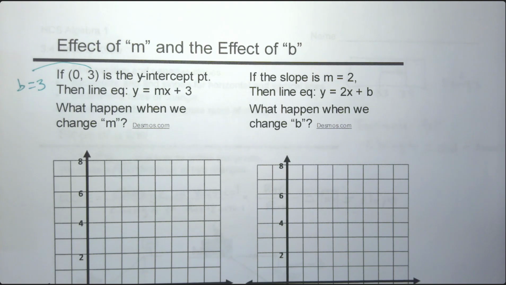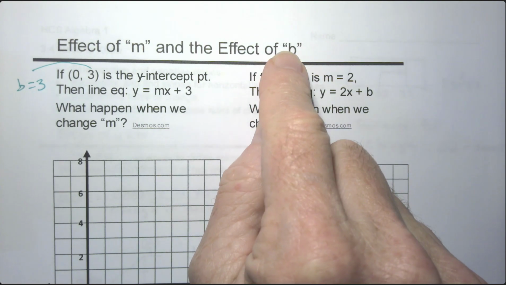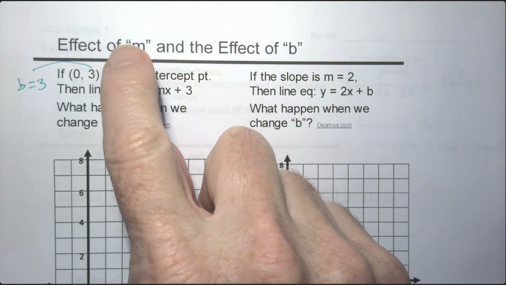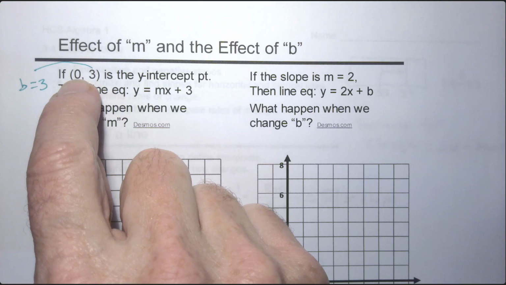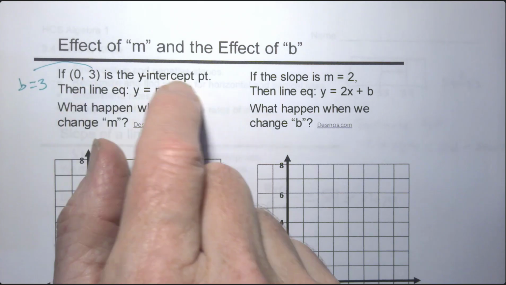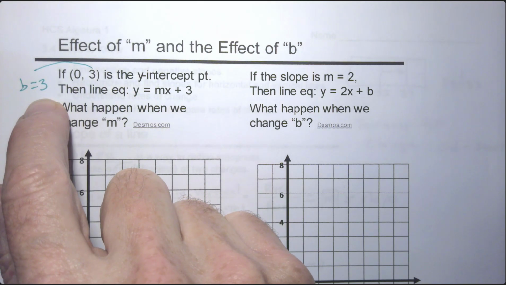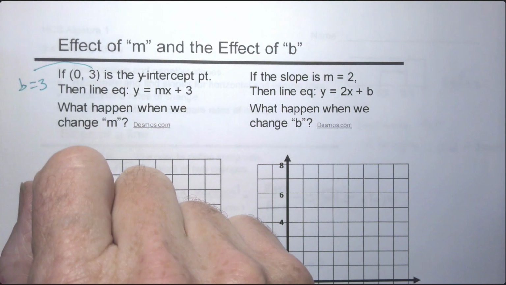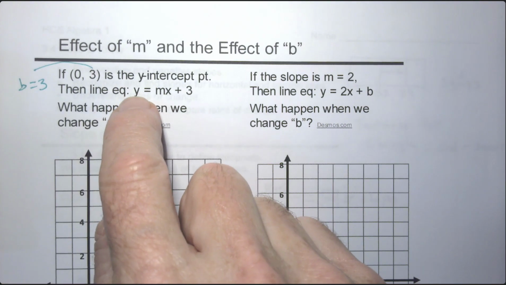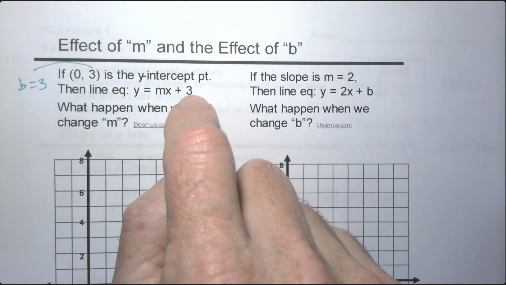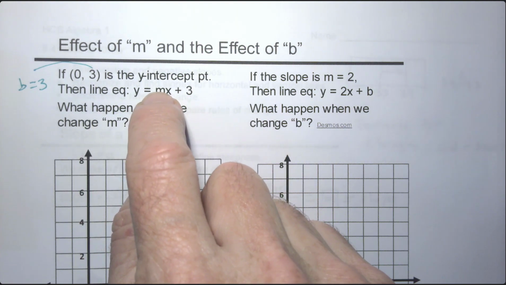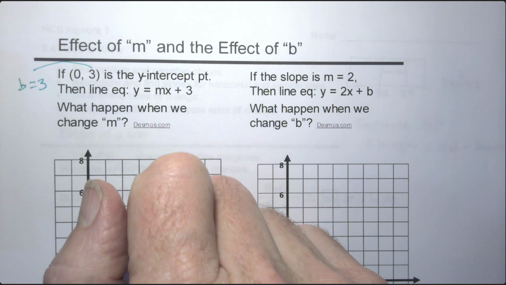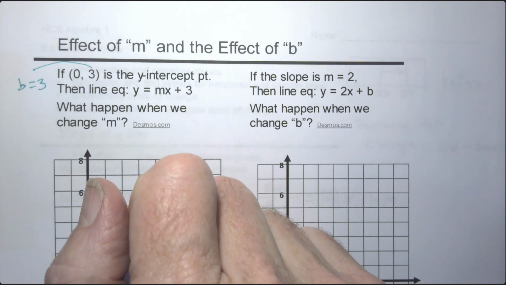Our experiment is, okay, what if we keep B the same and change M? So we're going to do the experiment by saying, let's let (0, 3) be our y-intercept point. So B equals 3. That's not going to change. And that means the equation is y = mx + 3. Now, we're going to look at an experiment. What happens if we change M? What happens to the line or the lines?